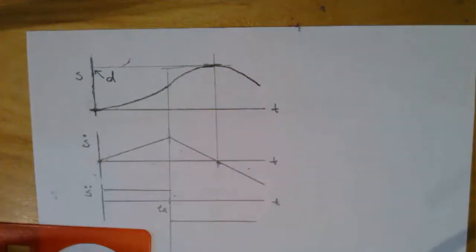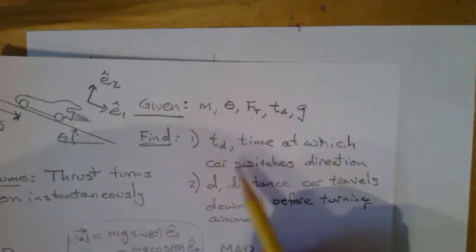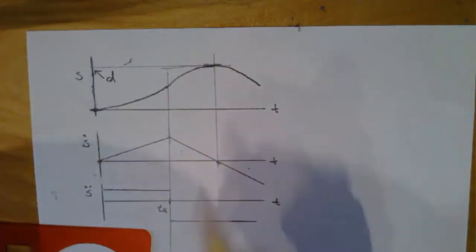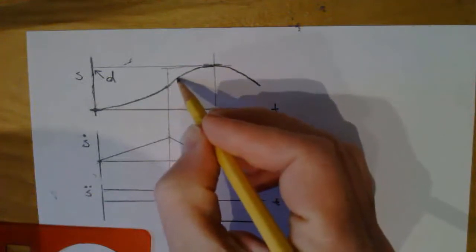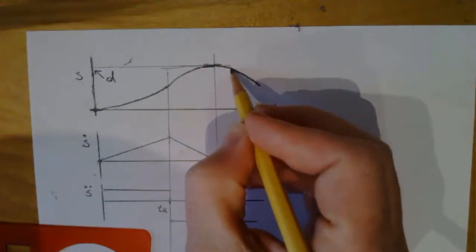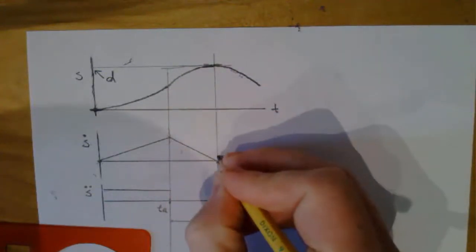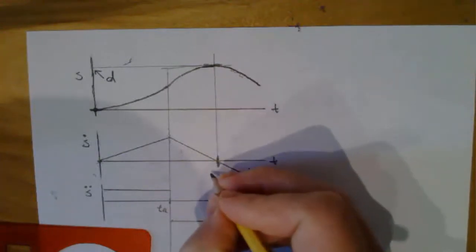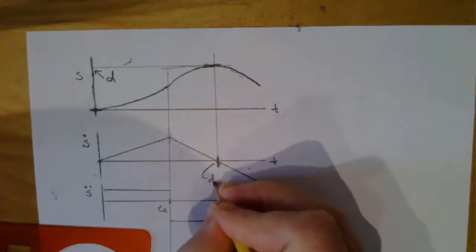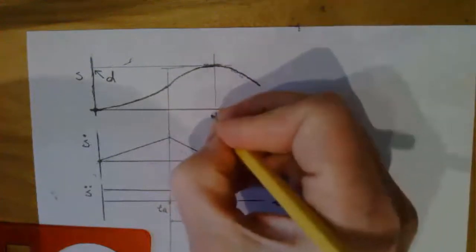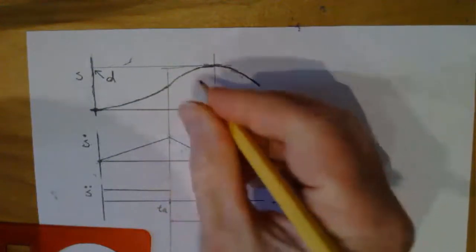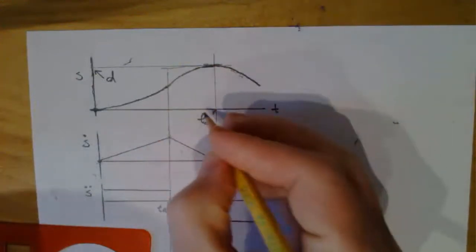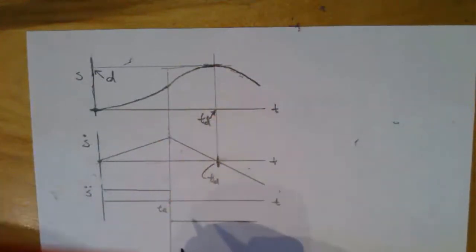The first part of the find is the time at which the car switches direction, right? The time it switches its direction is when, again, here's where it's going downhill, it reaches its lowest point, and then it goes up again. So here's the time, TD, that I want to find right there. That's where it reaches its lowest point, TD. That's where it switches its direction. Okay, so here's our big picture.